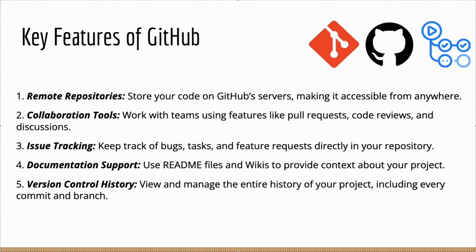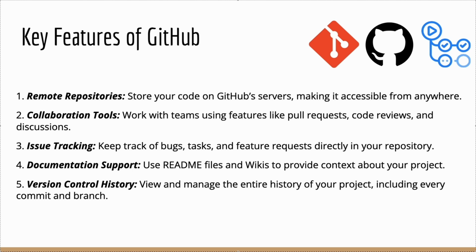Issue tracking is another key feature. This allows you to keep track of bugs or tasks and feature requests directly in the repository that it relates to. So it's in the same space. It's not in some random other place in documentation or something. It's in the same space as the repository itself.